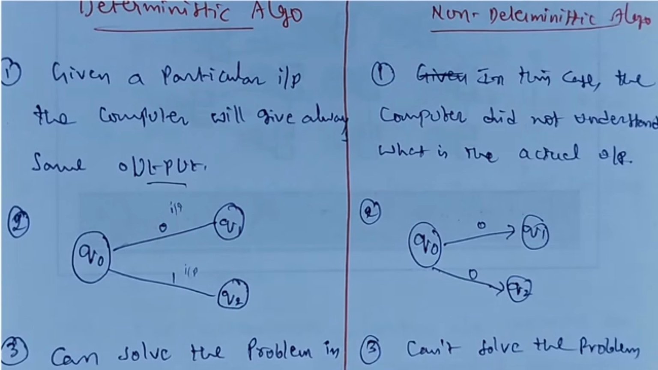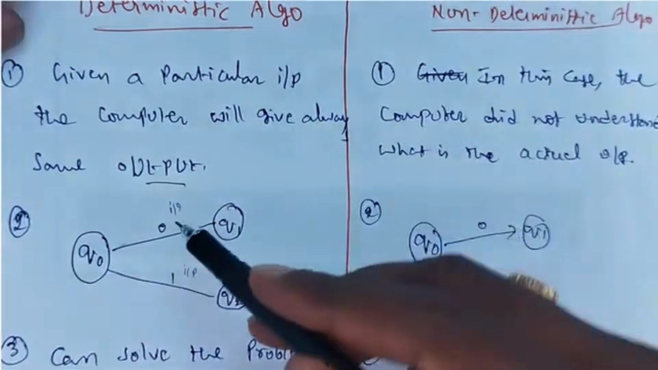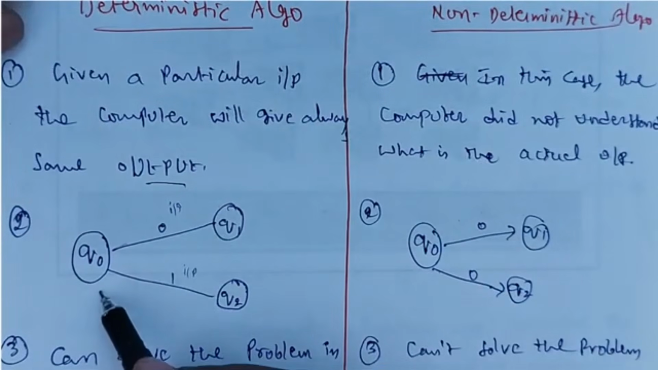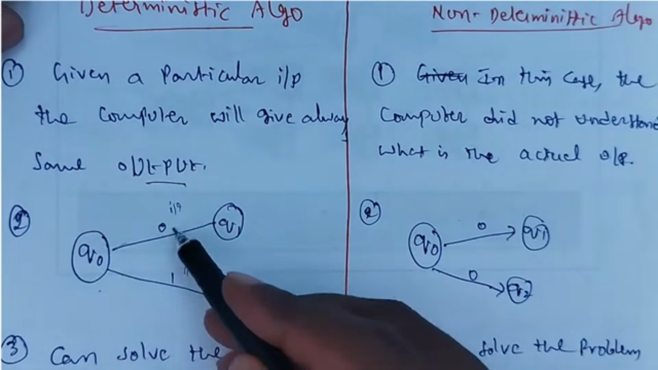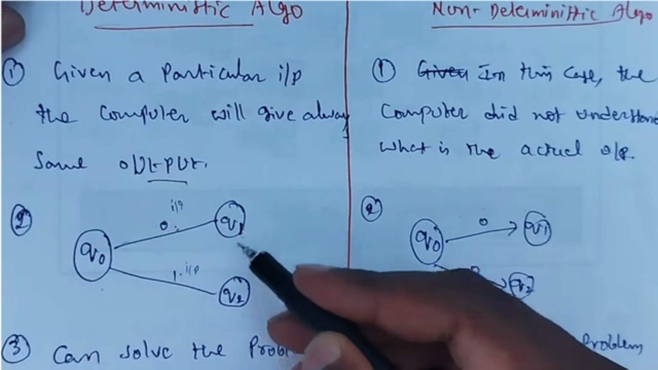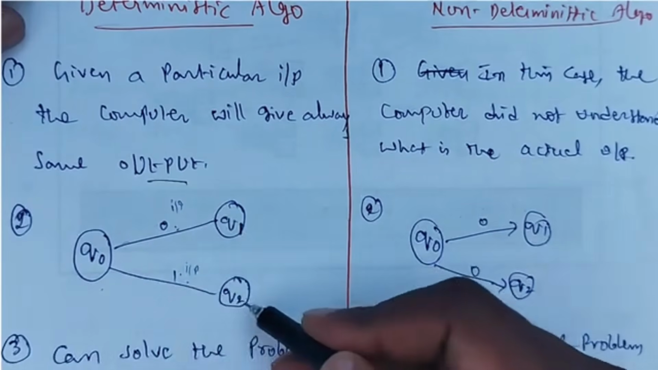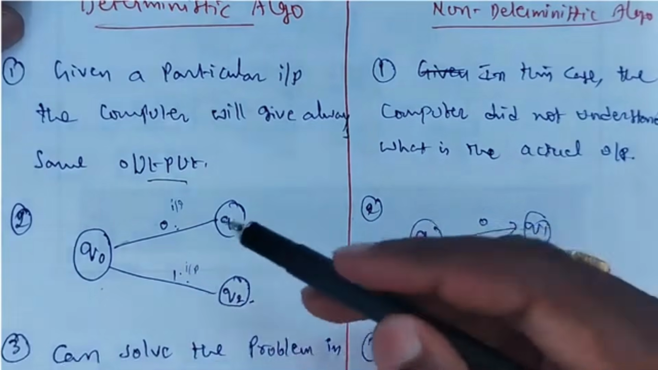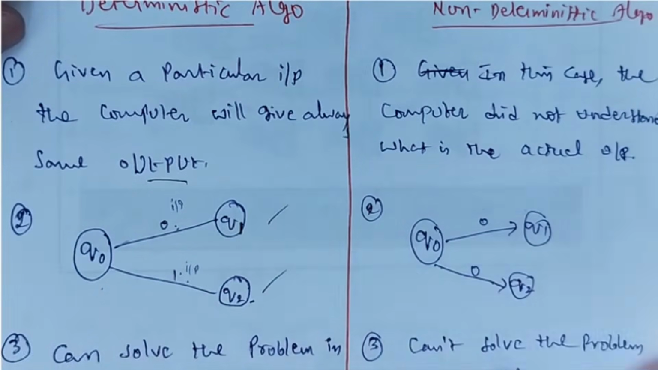Second, the non-deterministic algorithm. What is an example? If you are in q0 and the inputs are 0 and 1, then if you give 0, the output is q1, and if you give 1, the output is q2. Every time you give the same input, you get the same output.